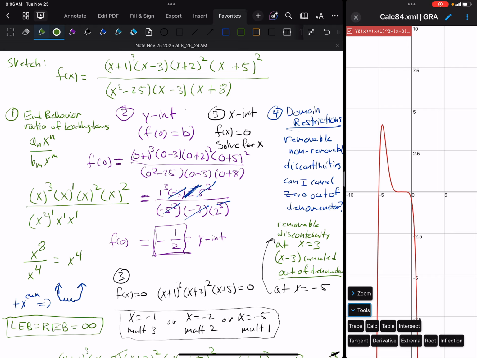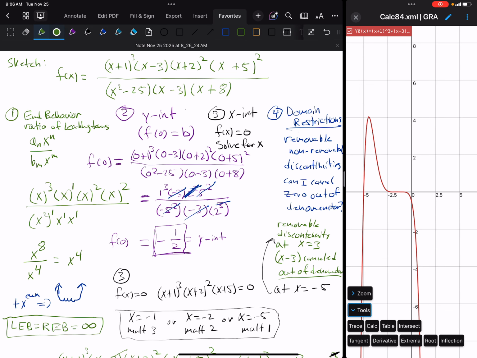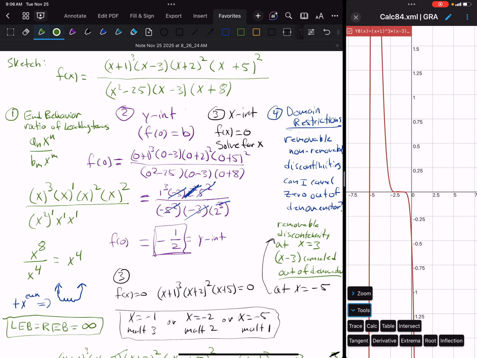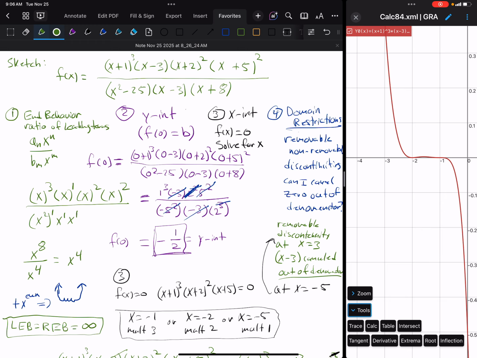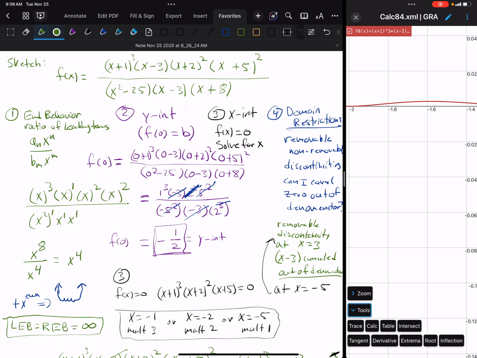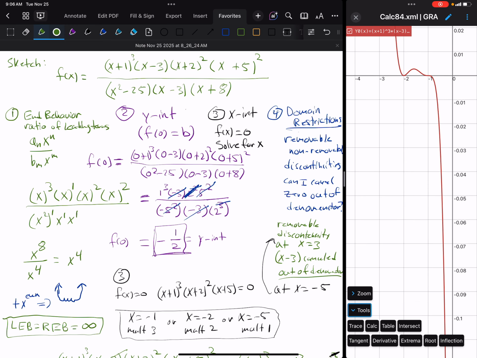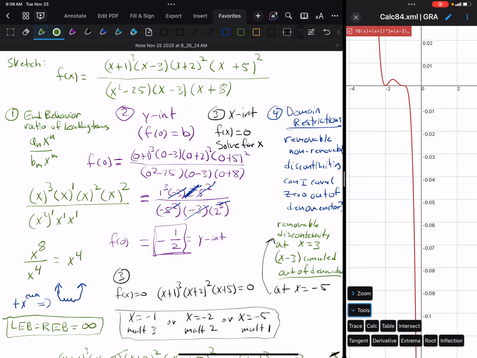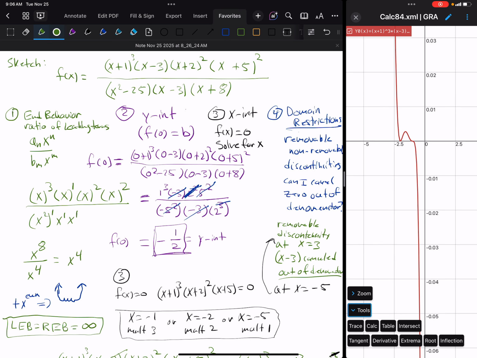I don't see the things happening in the upper left, but I'm also only going up to 10, so I'm not too worried about that yet. If I zoom in on these, and I gotta zoom way in, I can see that this behavior is about what I said it was gonna look like.